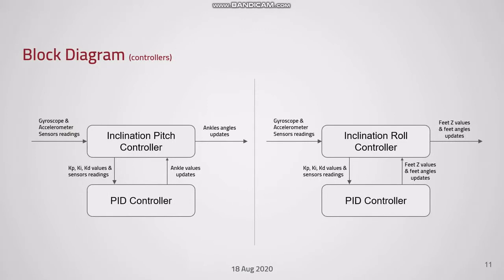The controllers module is divided into many sub-modules. The first two modules are responsible for balancing the robot on inclined planes, one for the pitch angle and one for the roll angle. Both of them create an instance of the PID controller. Both of them read the gyroscope and accelerometer sensor readings, and they initialize the PID controllers. The inclination pitch controller outputs the values that need to be sent to the motors at the ankle of the robot, while the inclination roll controller outputs the values that need to be sent to the motors at the feet of the robot.